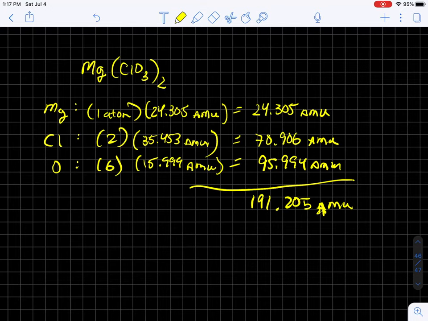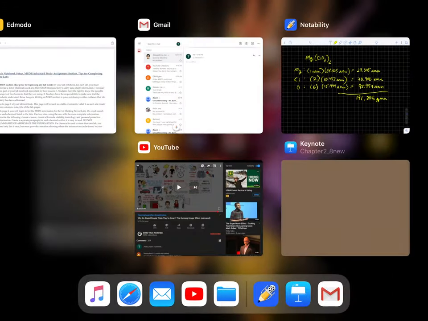All right, so we just find the masses and we add them up and we apply sig figs. So all of these go down to the thousandth column. So my final answer goes down to the thousandth column because that's the rule for adding when it comes to sig figs. Now, could you write 191.205 grams per mole? Yeah, you could. Absolutely.